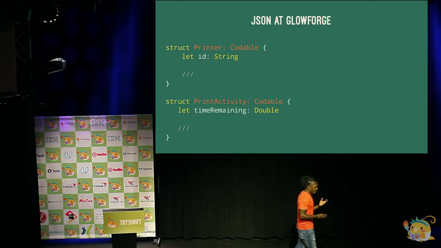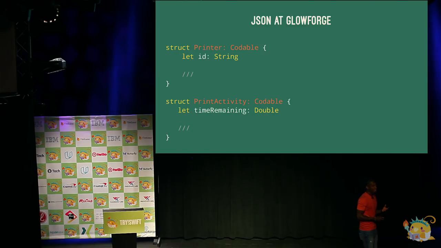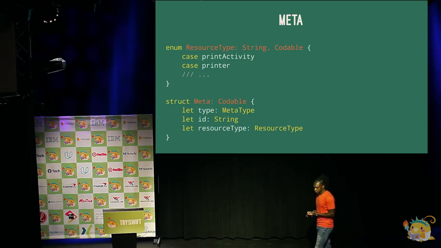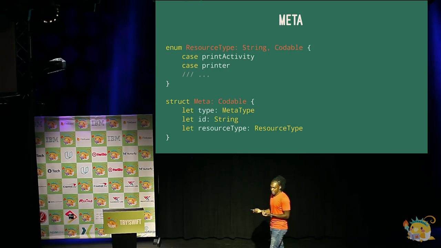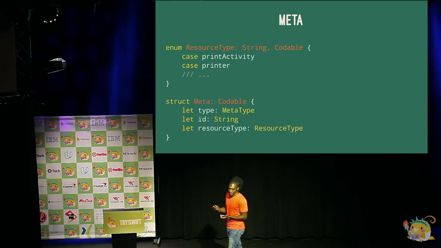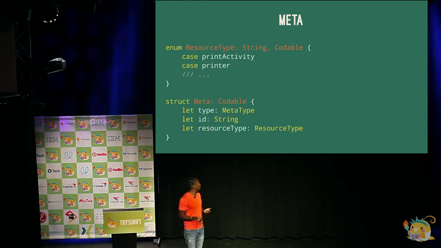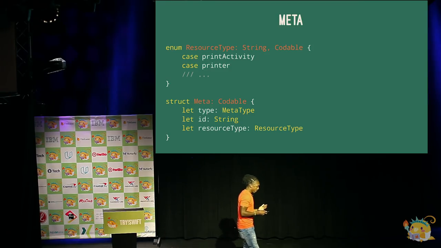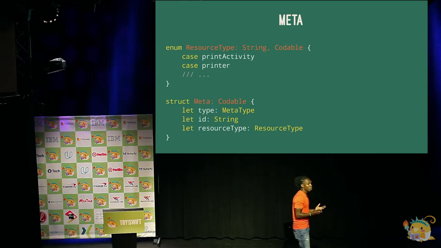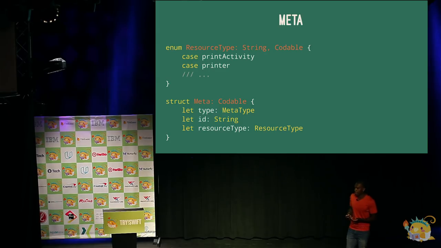So at Glowforge, we have a 3D laser printer, and its prints are modeled as print activity. So we often get data about updates for the printer or ongoing prints. Say, for instance, when a print is completed. So if we model the meta tag off the JSON data, we might get something like this. Also shown here is the resource type. And I have print activity and printer here. Just note that we have a lot more resource types to model in our data.